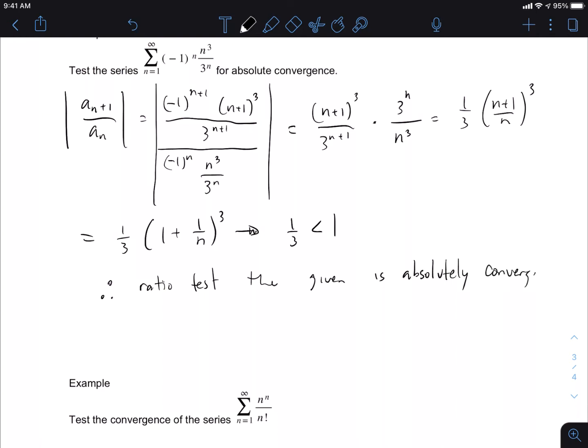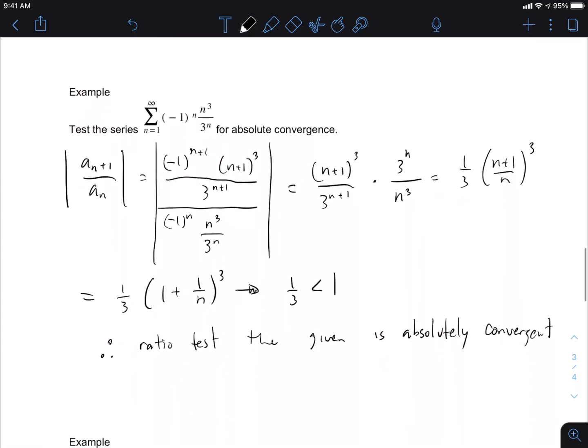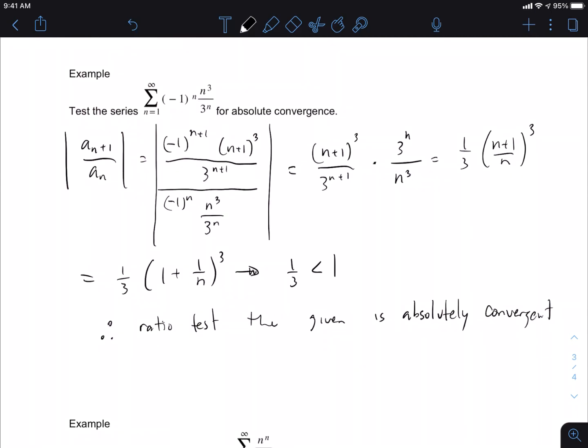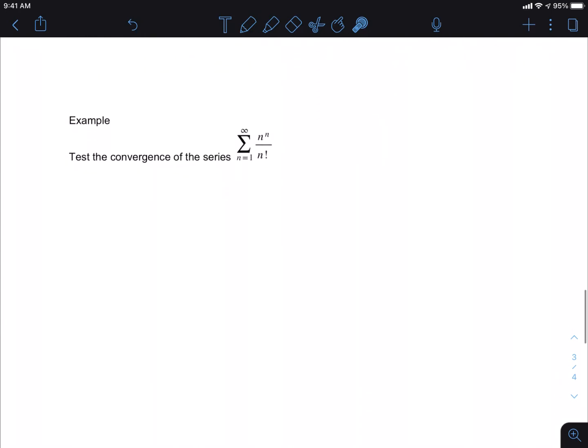And since it's absolutely convergent, the non-absolute is convergent as well. So there it is. But it's all about manipulation, and we have to remember what I did here is I took the limit as n went to infinity, so this went to 0. 1 cubed times 1/3 is 1/3. That's less than 1. And then by the ratio test, I was able to make a call on that. Okay, let's do another example.